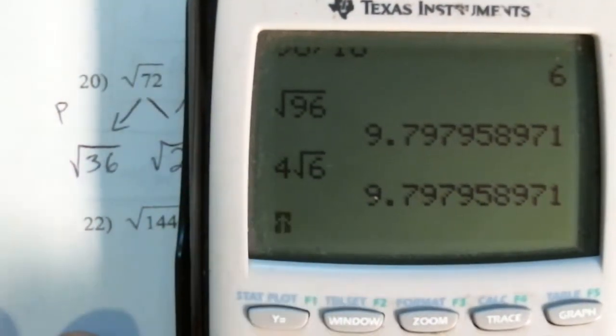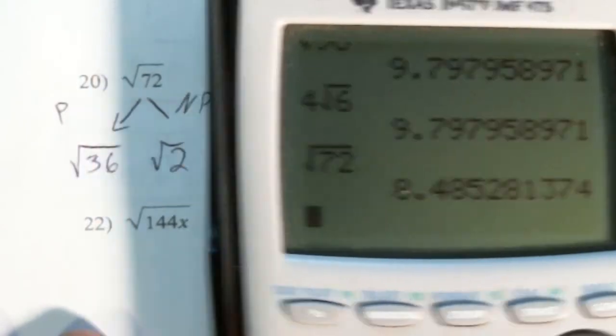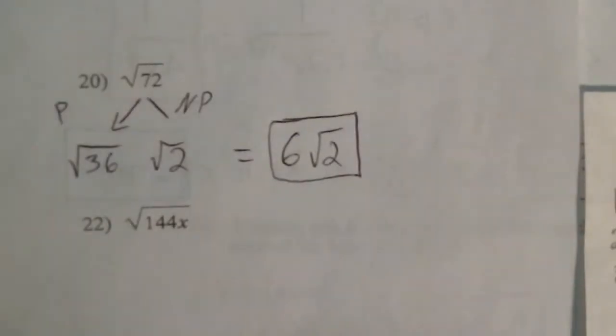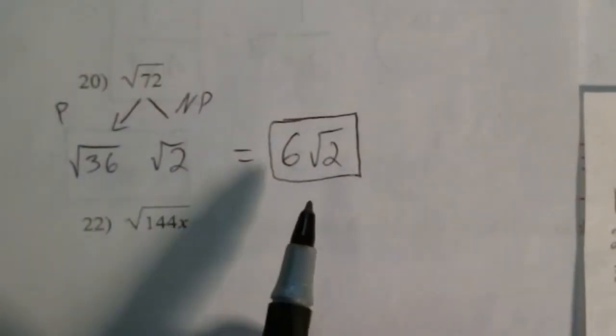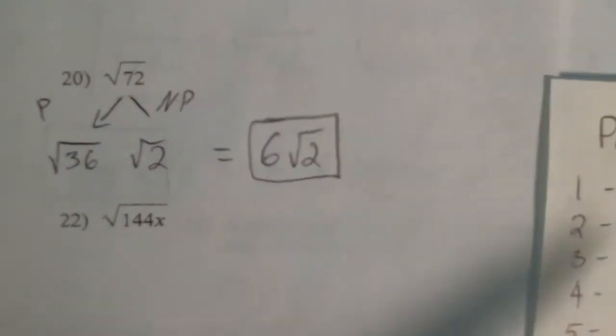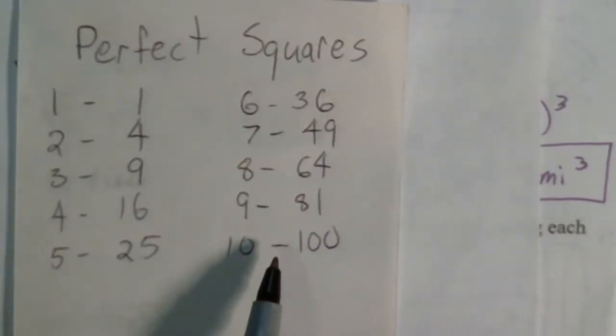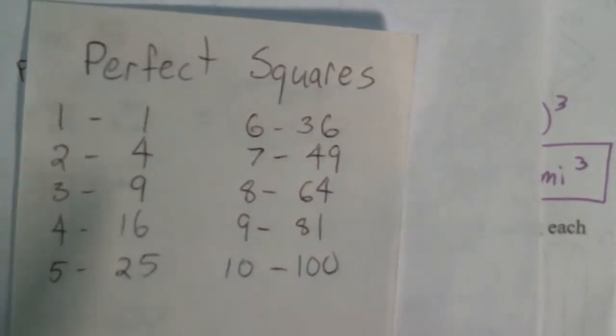Square root, you can check these lightning fast. Square root of 72, and then 6 root 2. Bam, they match, they match, they match. Now, one mistake that I will see students make here is they won't pick the highest perfect square. And when you use the calculator trick, they will match. However, you've got to make sure you pick the highest one or you haven't completely simplified it.